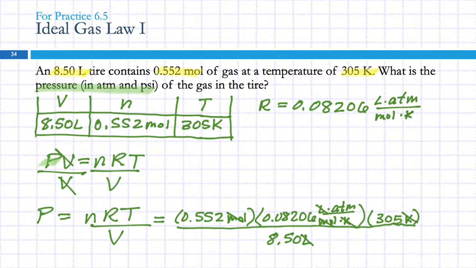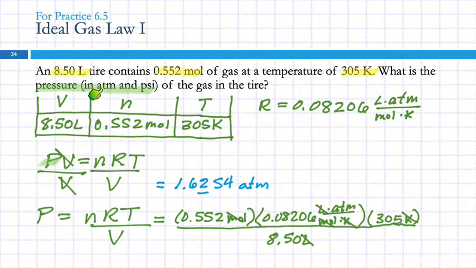So I'm going to do this up here. Maybe I'll change the color so it doesn't run together. So 0.552 times 0.08206 times 305 divided by 8.5. 1.625. How many sig figs? 3. So there's 3. I'm going to write down 2 extras just because that's what I do. Atmospheres.